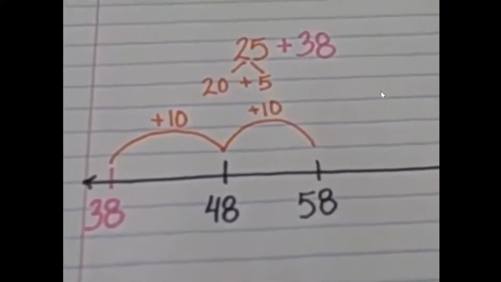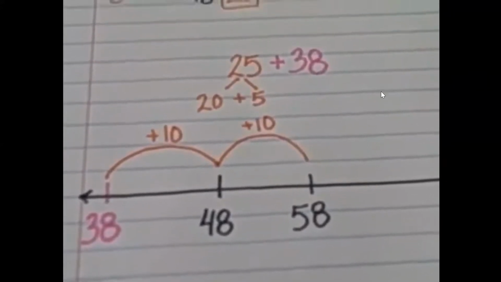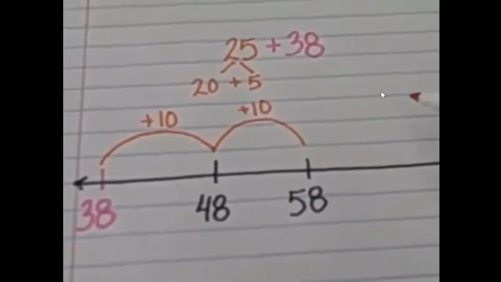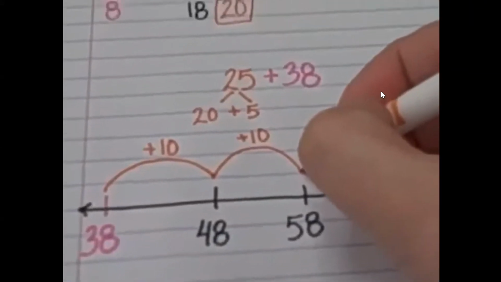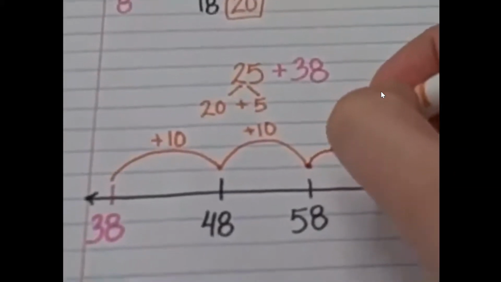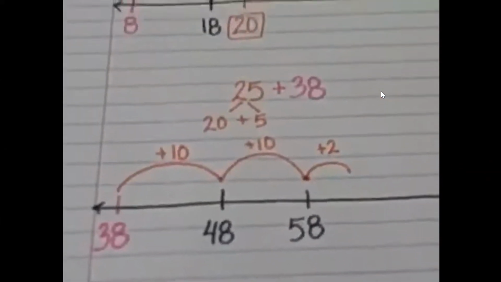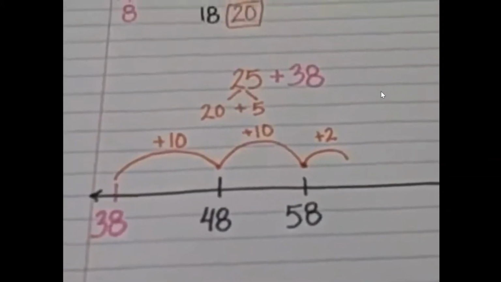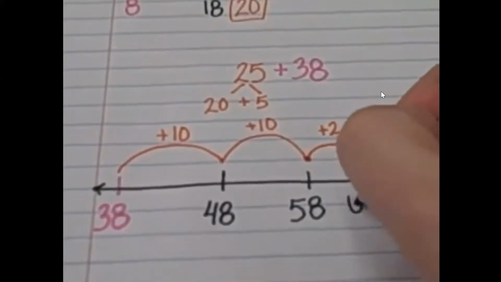Now I can add my 5. For some kids, it might be difficult to add 5 and 8 together. For others, it shouldn't be a problem. If they do struggle with that, they can break the 5 down further, but they don't have to. They do know that 8 plus 2 equals 10. So that will tell me that 58 plus 2 will equal 60.